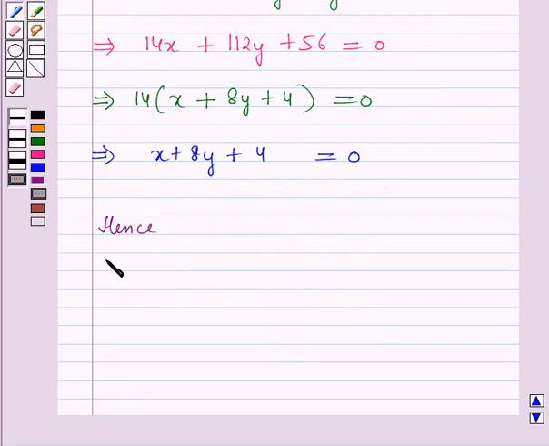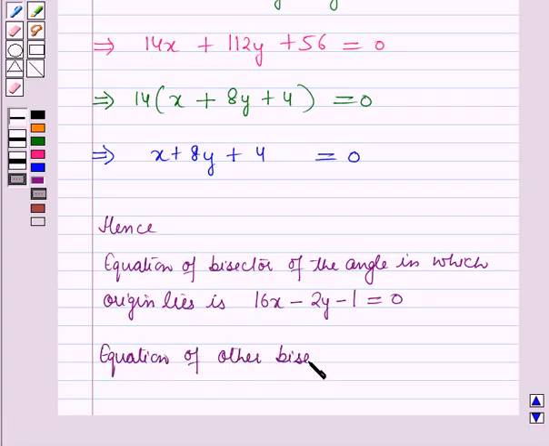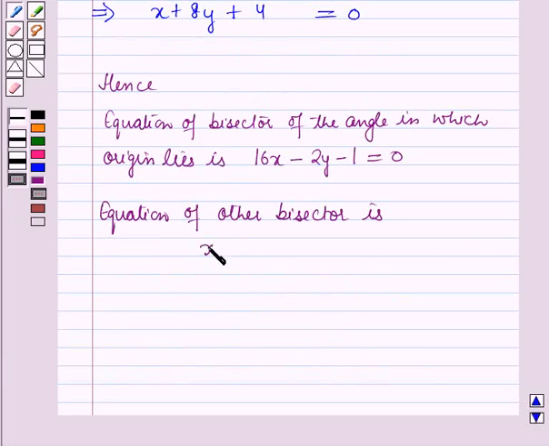Hence, the equation of the bisector of the angle in which the origin lies is 16x - 2y - 1 = 0, and the equation of the other bisector is x + 8y + 4 = 0.